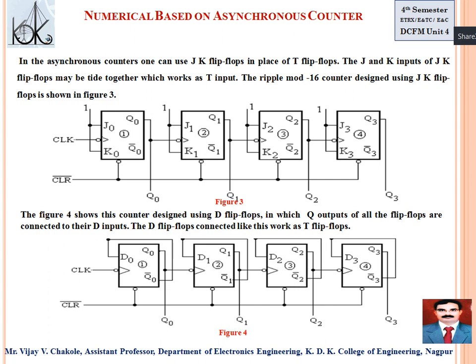So you can design this mod 16 counter or 4-bit ripple up counter with the help of T flip-flop, with the help of JK flip-flop and with the help of D flip-flop.